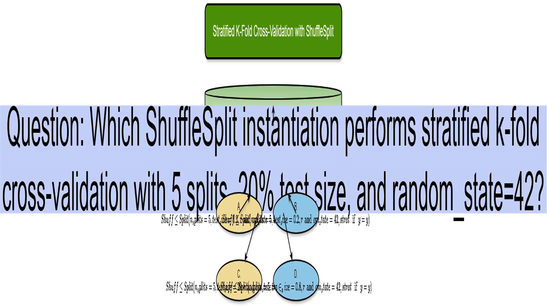I need to figure out which way of setting up ShuffleSplit will properly divide my data into 5 testing and training sets, making sure that each test set has about 20% of my overall data, and that the percentages of Class A and Class B are maintained in each test set. This is crucial for a fair evaluation of the model.